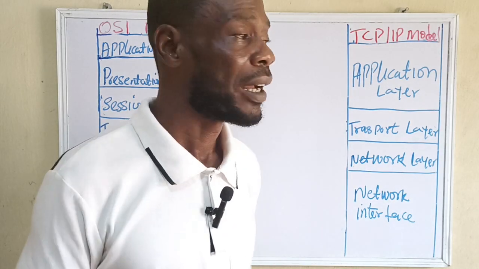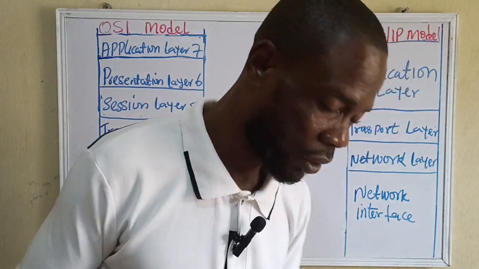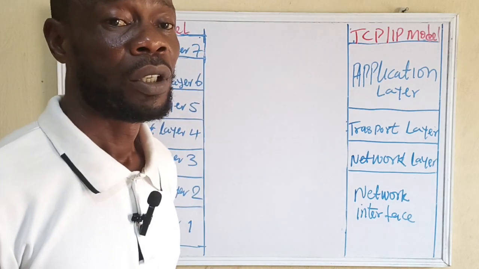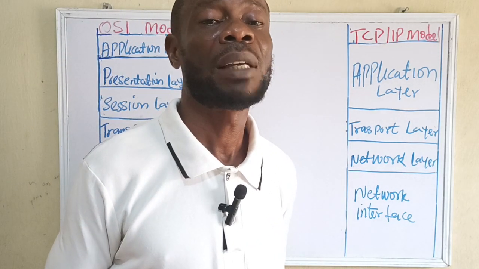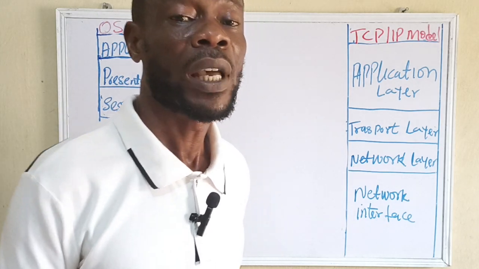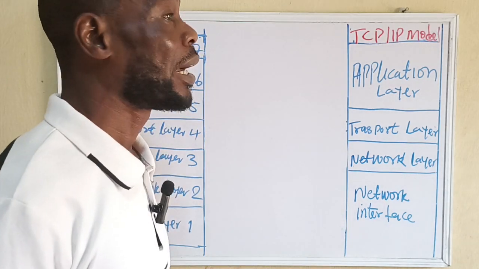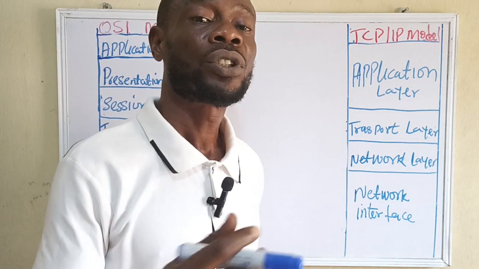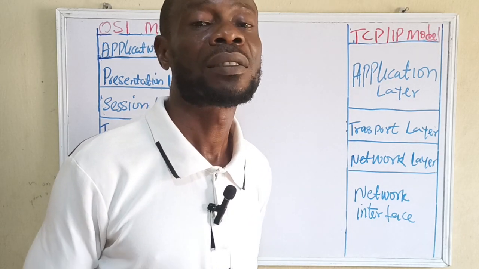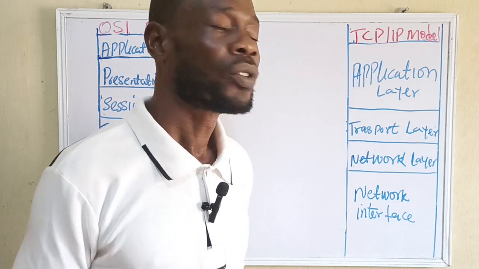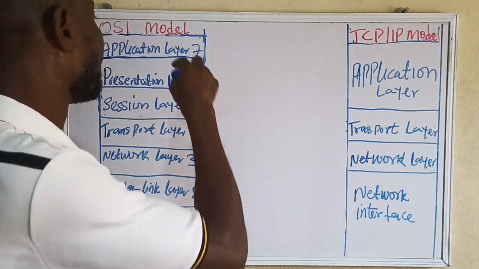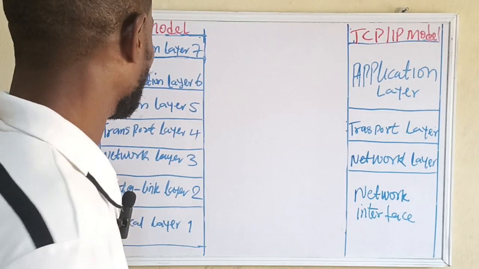In order to break this barrier, organizations like the International Organization for Standardization came in to create Open System Interconnection, to ensure interoperability. Seven layers were developed to ensure that computers from different manufacturers can fit in. So they developed the 7 layers of the OSI model, ranging from up to down.